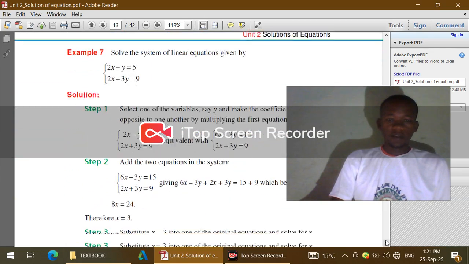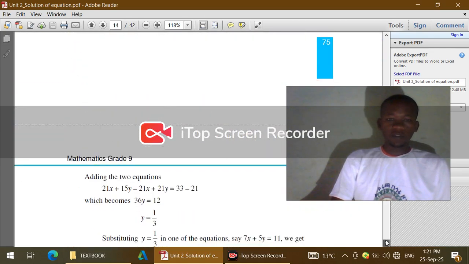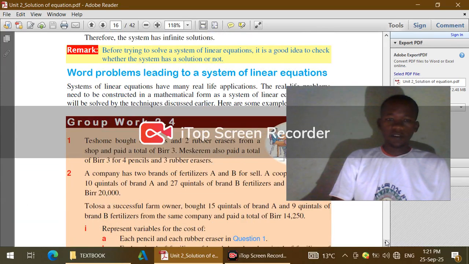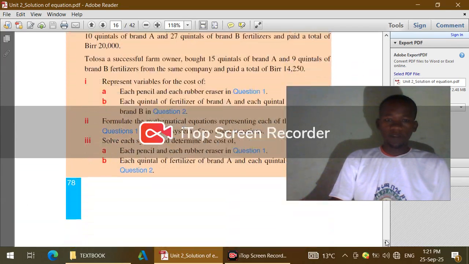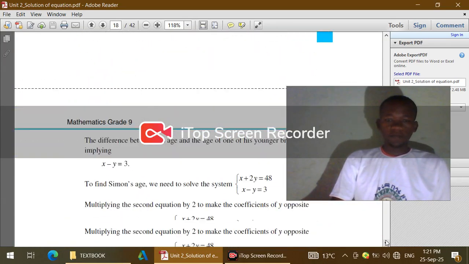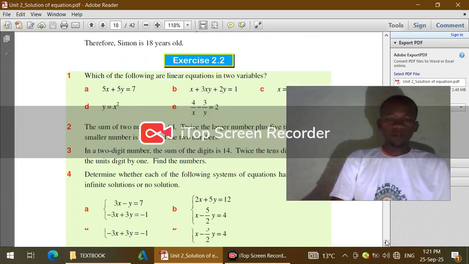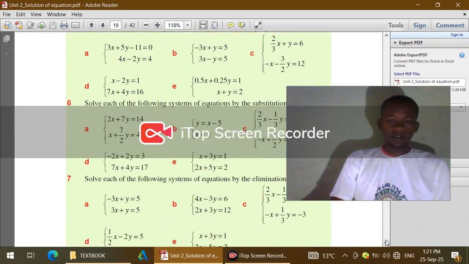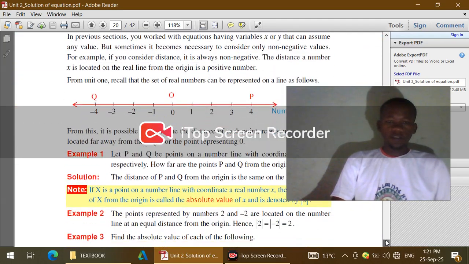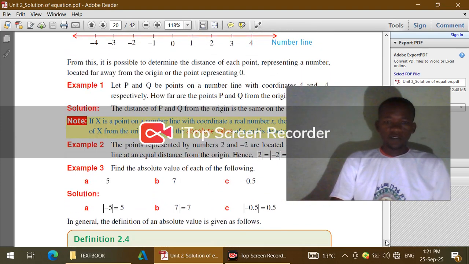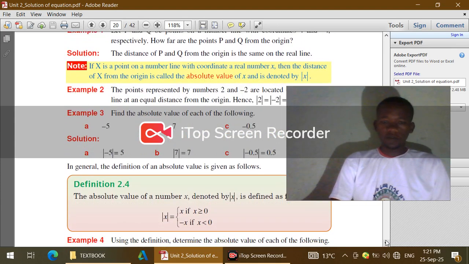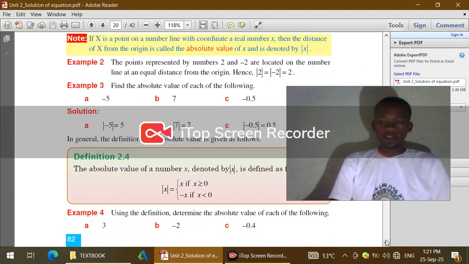So the next one we are going to see is the equation with absolute value. Most of the time it is very difficult, but we are going to see it now. Solving equations with absolute value is one of the parts of this chapter. Absolute value means that when you take a number out of the absolute value, it is always positive or zero. There is no negative number when it comes out of the absolute value.